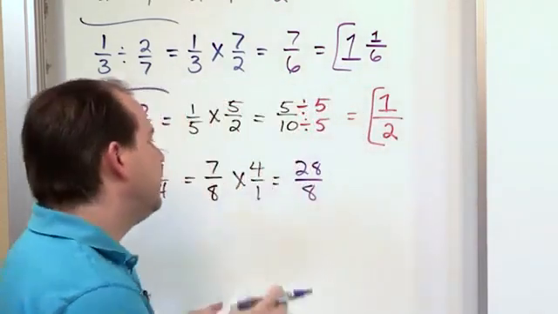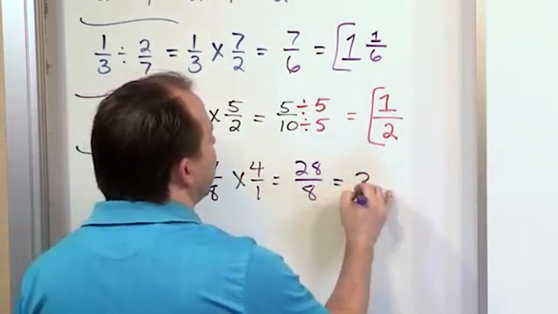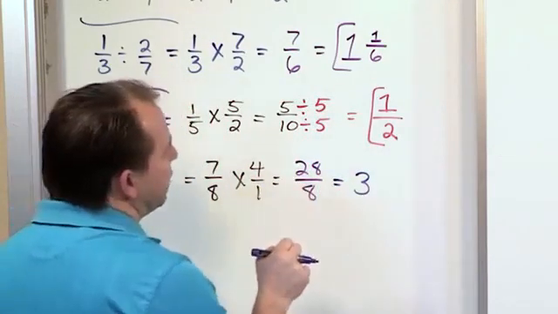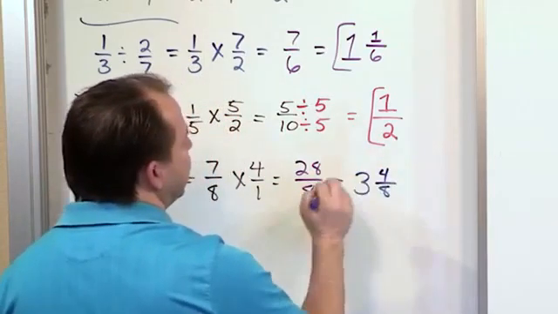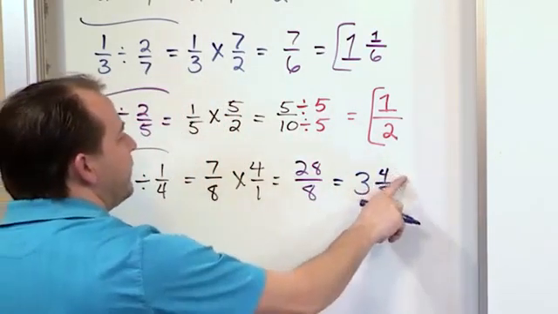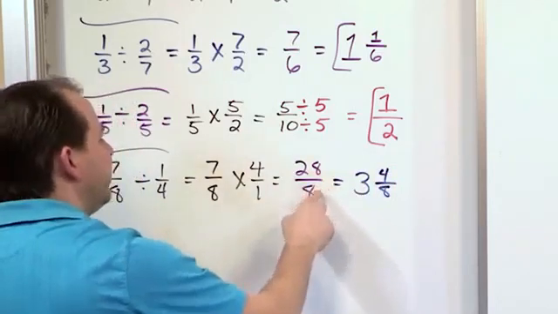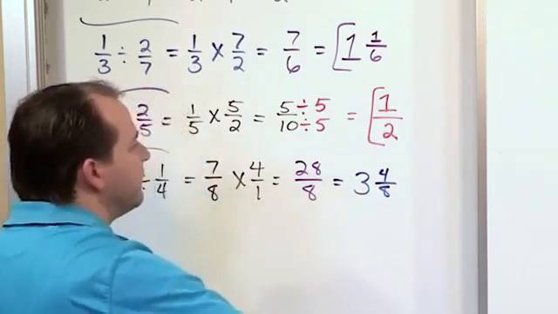That's too many. So 8 times 3 will be 24. It'll go 3 times. The difference between 28 and 24 is just a remainder of 4, and we always write it over the 8. Now you see we have 2 even numbers here because we had 2 even numbers to begin with. So we still need to simplify it.